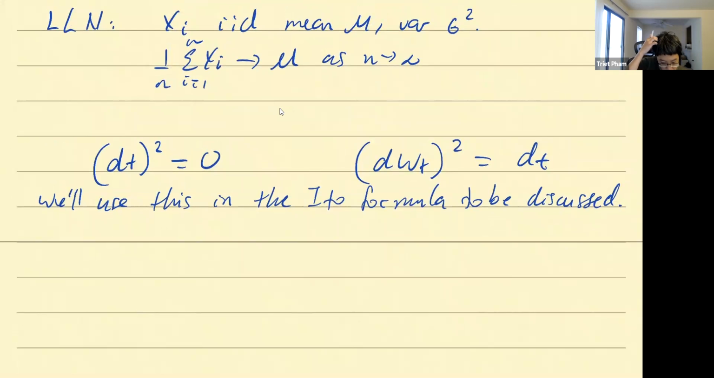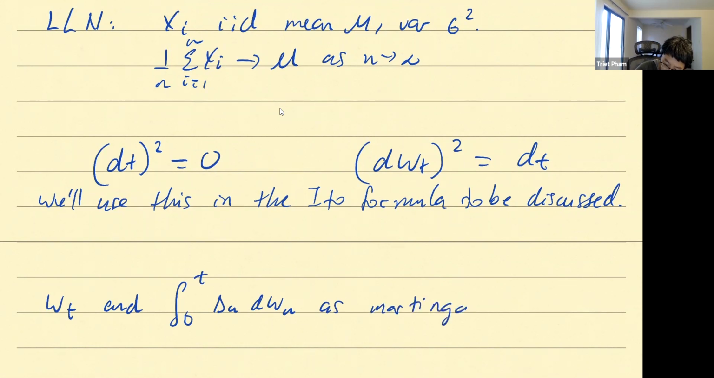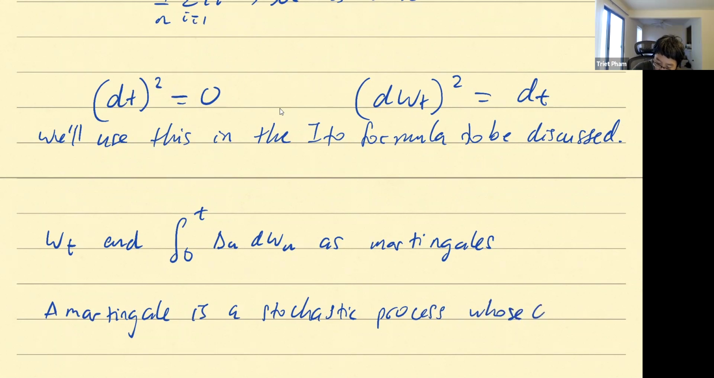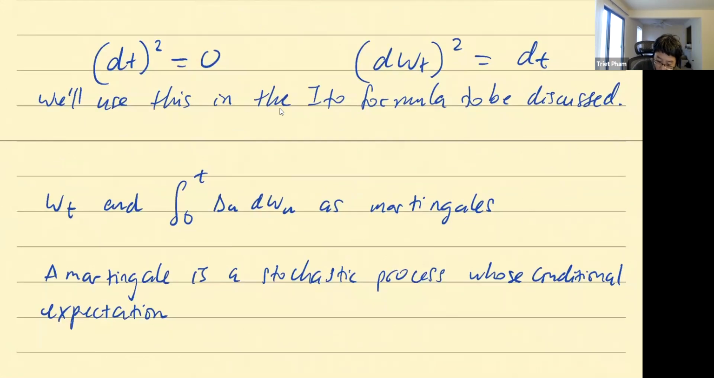So first of all, W_t as a martingale. First of all, what's a martingale? A martingale is a stochastic process whose conditional expectation is itself. In other words, it represents a fair price process.